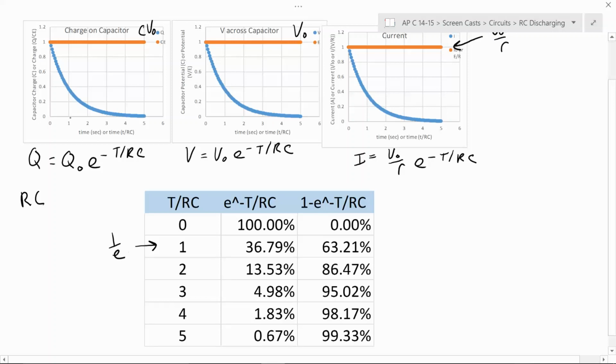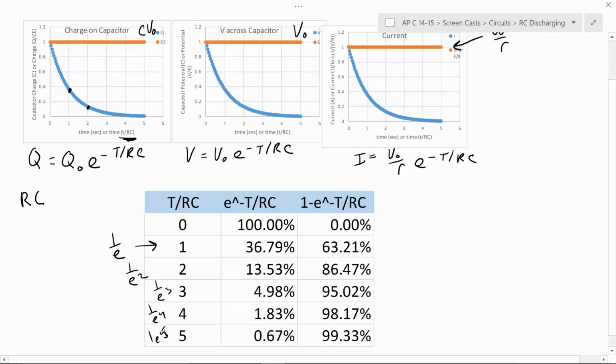If you look at one time constant, I did this in terms of time constants, you can see that is exactly 36.8 for all of them. If you go two time constants, that's 1 over e squared, because e to the negative 2 is 1 over e squared. That's 13.53%. So if you look at 2, that's 13.53. This is 1 over e cubed, 1 over e to the fourth, 1 over e to the fifth.